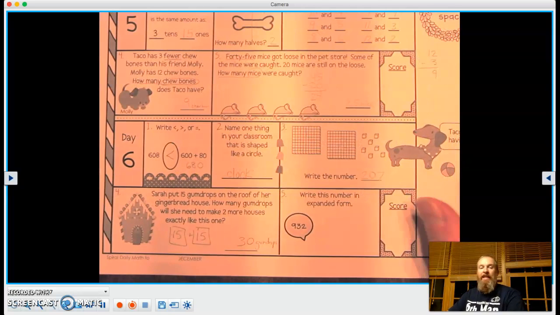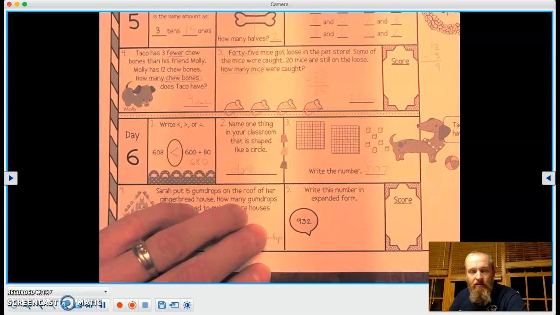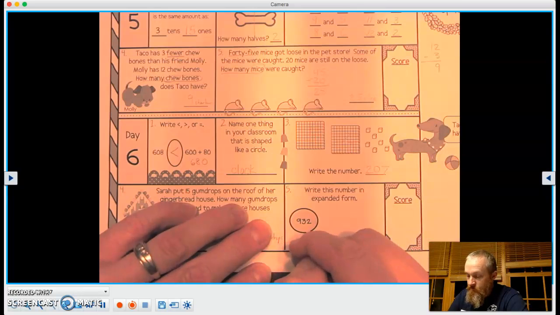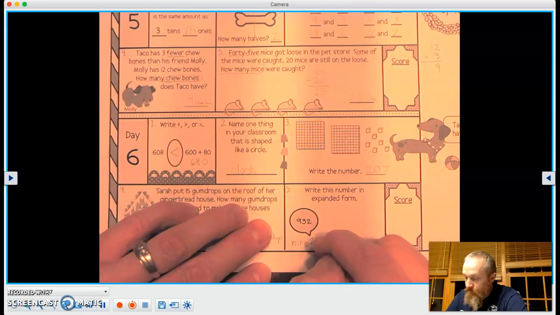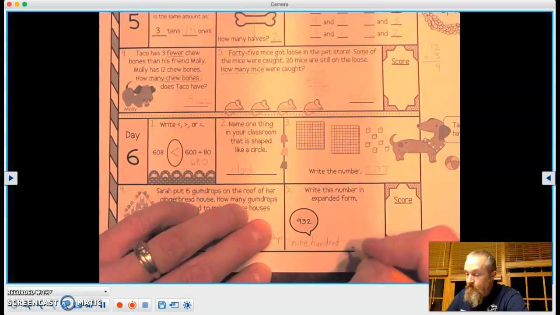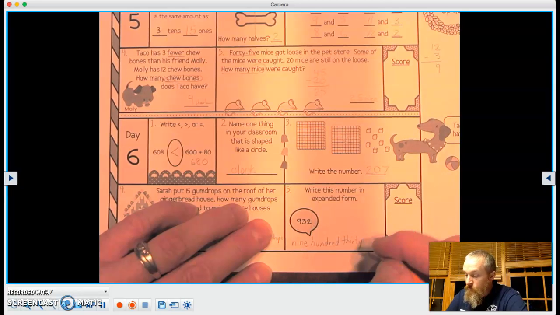All right, last one says write this number in expanded form, 932. So let's say it again. 900, 30, 2. There we go.